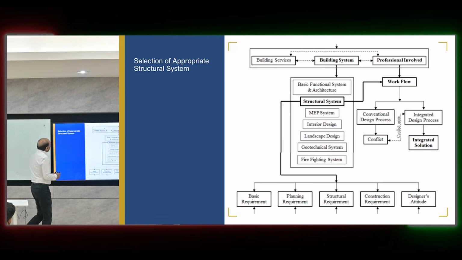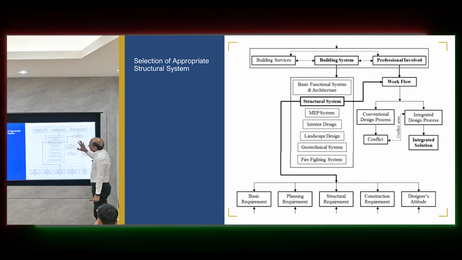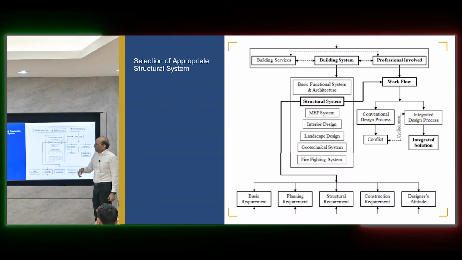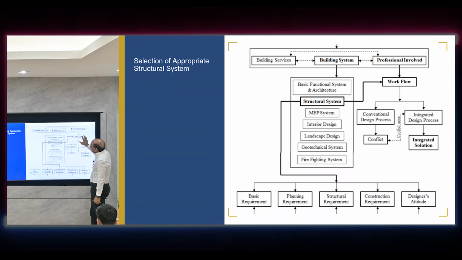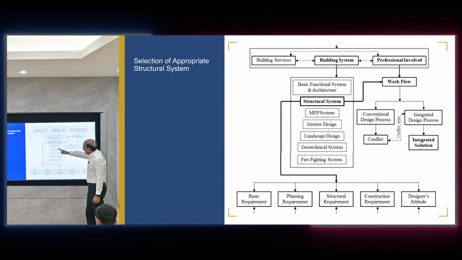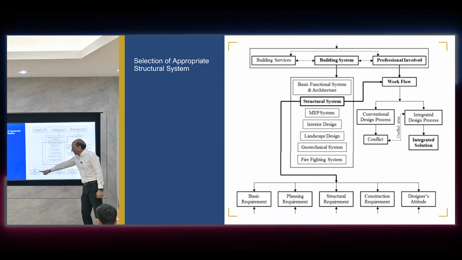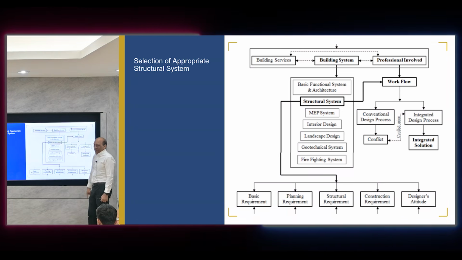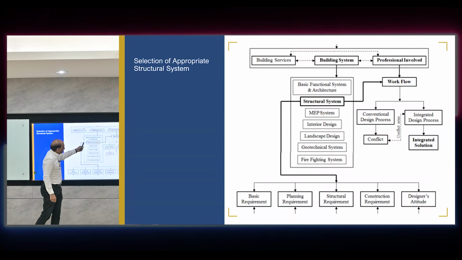And we have to think of everything, because every decision that you make will affect everything else. So building services, building systems, all the professionals involved, we have to study that. I showed you already, the functional structure is part of that. Other systems also depend. Then when we look at the structure, we have to look at the basic requirements: planning requirement, structural requirement, construction requirement, and designer's attitude. All of this will affect the structural design.